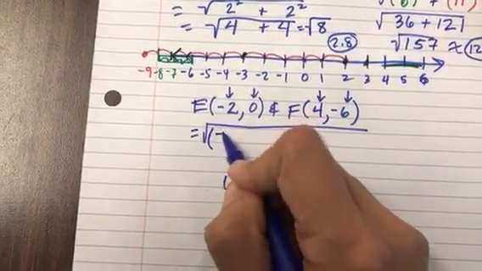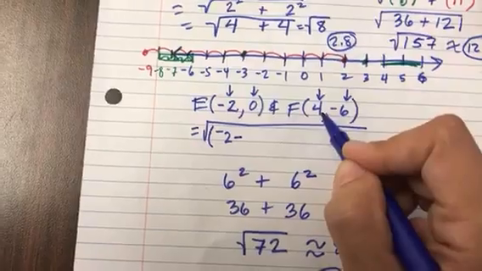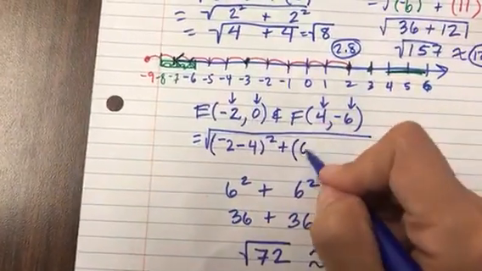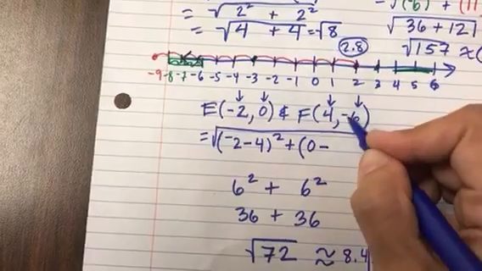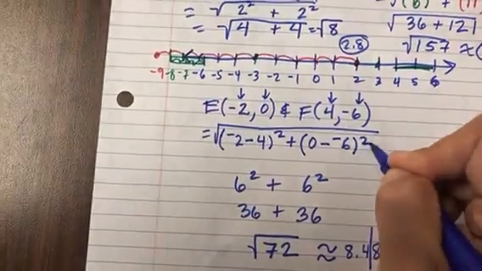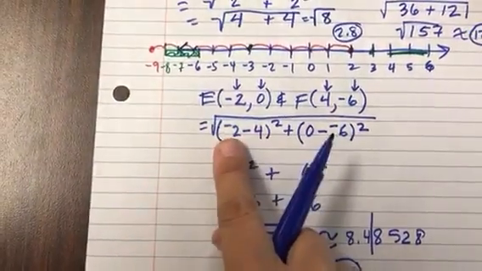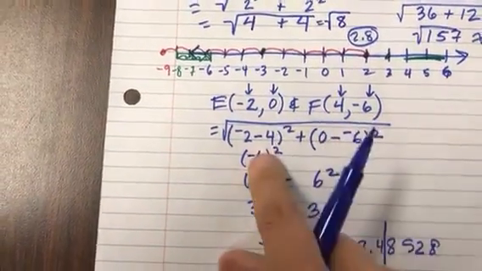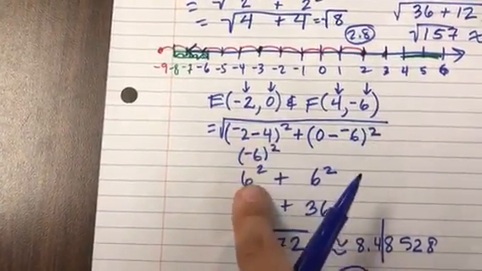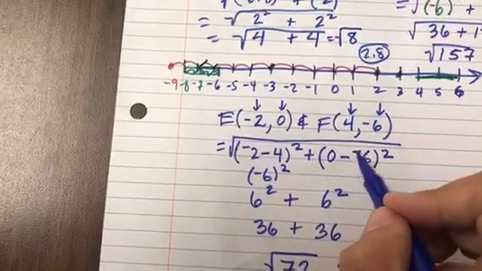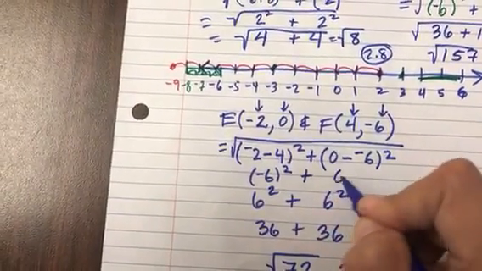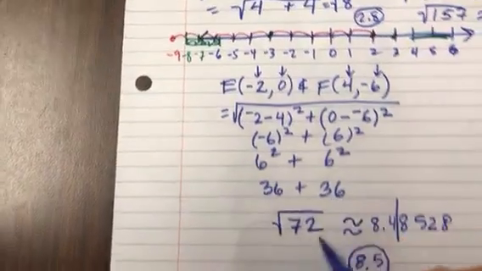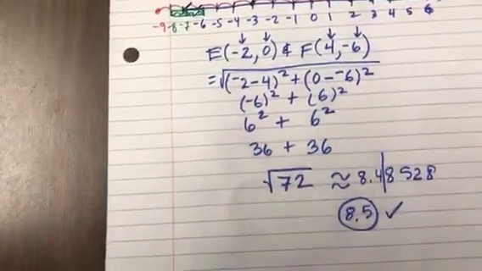The x values, negative 2, subtract the other x value, 4, and square it. The y value, 0, subtract the other coordinate, negative 6. Here, negative 2 minus a 4 is a negative 6. That's the same thing. These are the same thing. And 0 minus a negative is actually a positive 6. Same thing. Yep, so we definitely got it right.